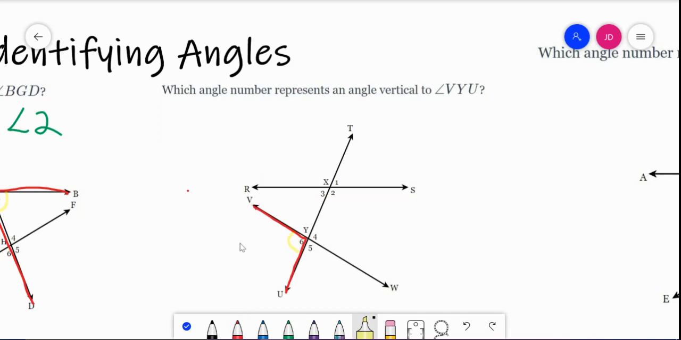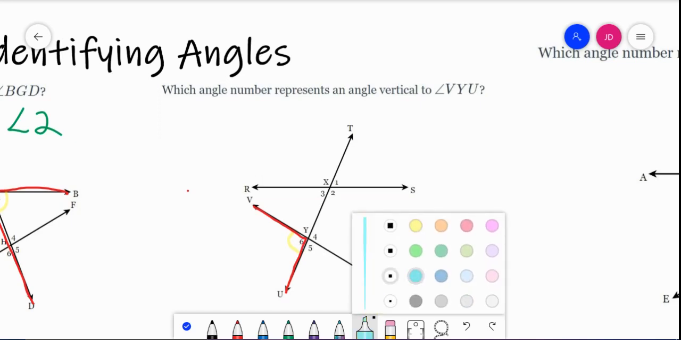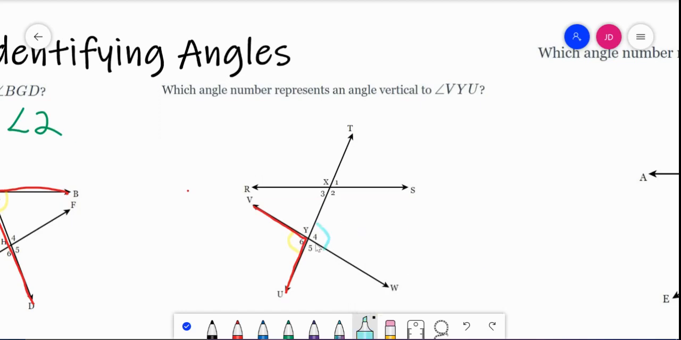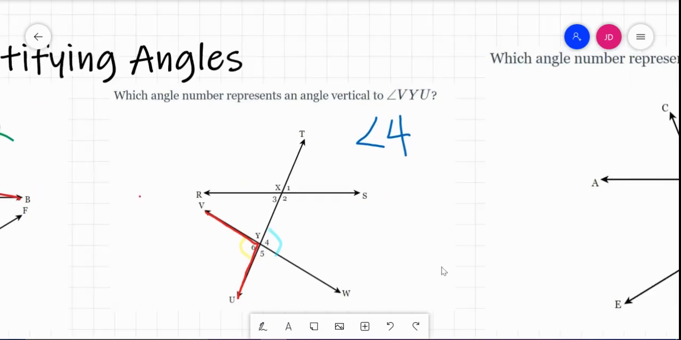Now vertical, so it's angle 6, that's VYU, but the angle vertical to that is the one opposite that on the vertex. So the angle vertical to VYU is this angle right here, which is angle 4. All right, so again, it's important to know the terminology when it comes to knowing what's vertical to a certain angle. Let's look at another diagram.